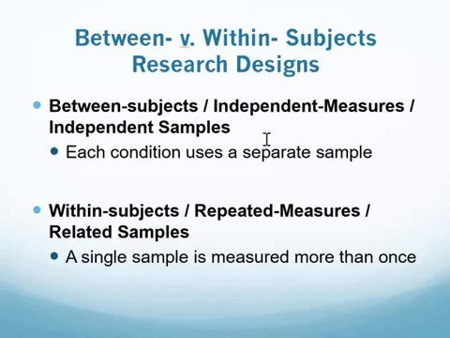So understand that between subjects, independent measures, and independent samples means that for each condition we have a separate group of participants in that condition. For a within subjects, repeated measures, or related sample means we've collected one sample and they're experiencing all levels of our manipulation. So they're in all conditions.